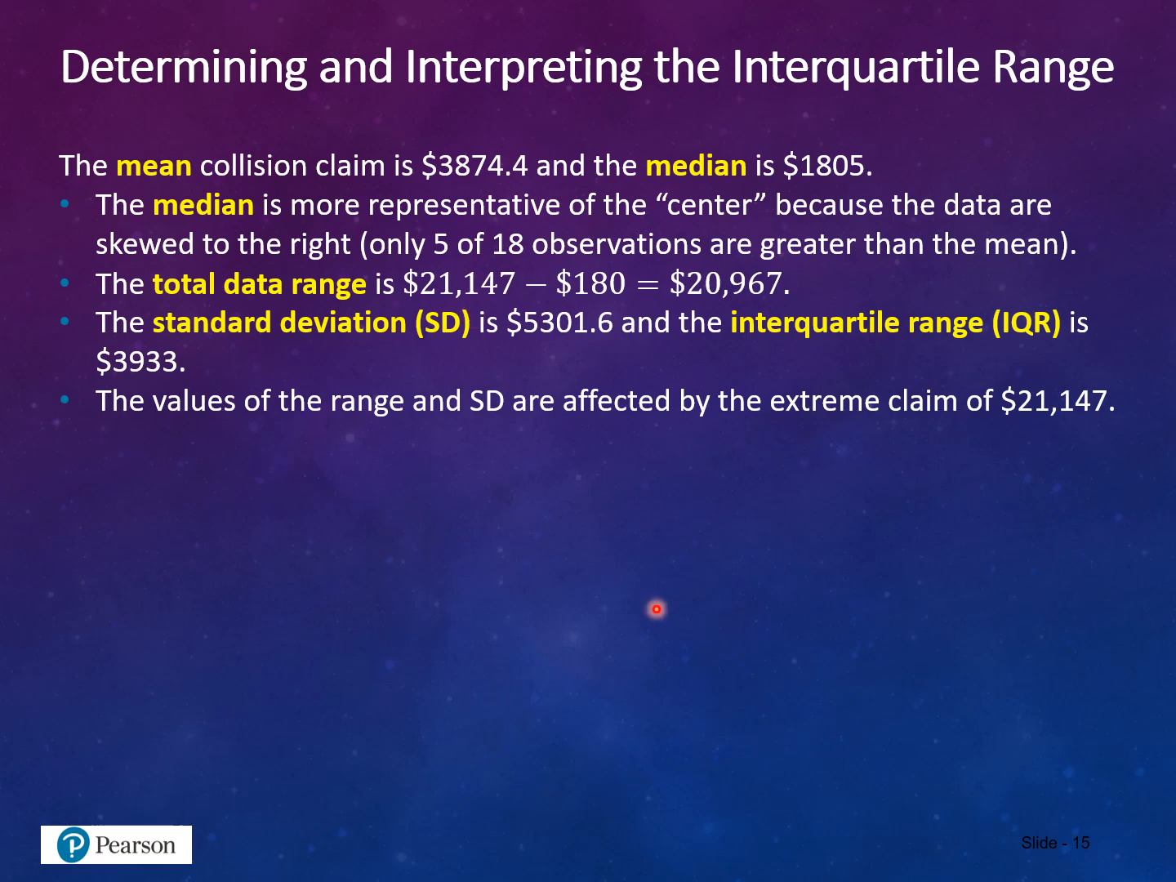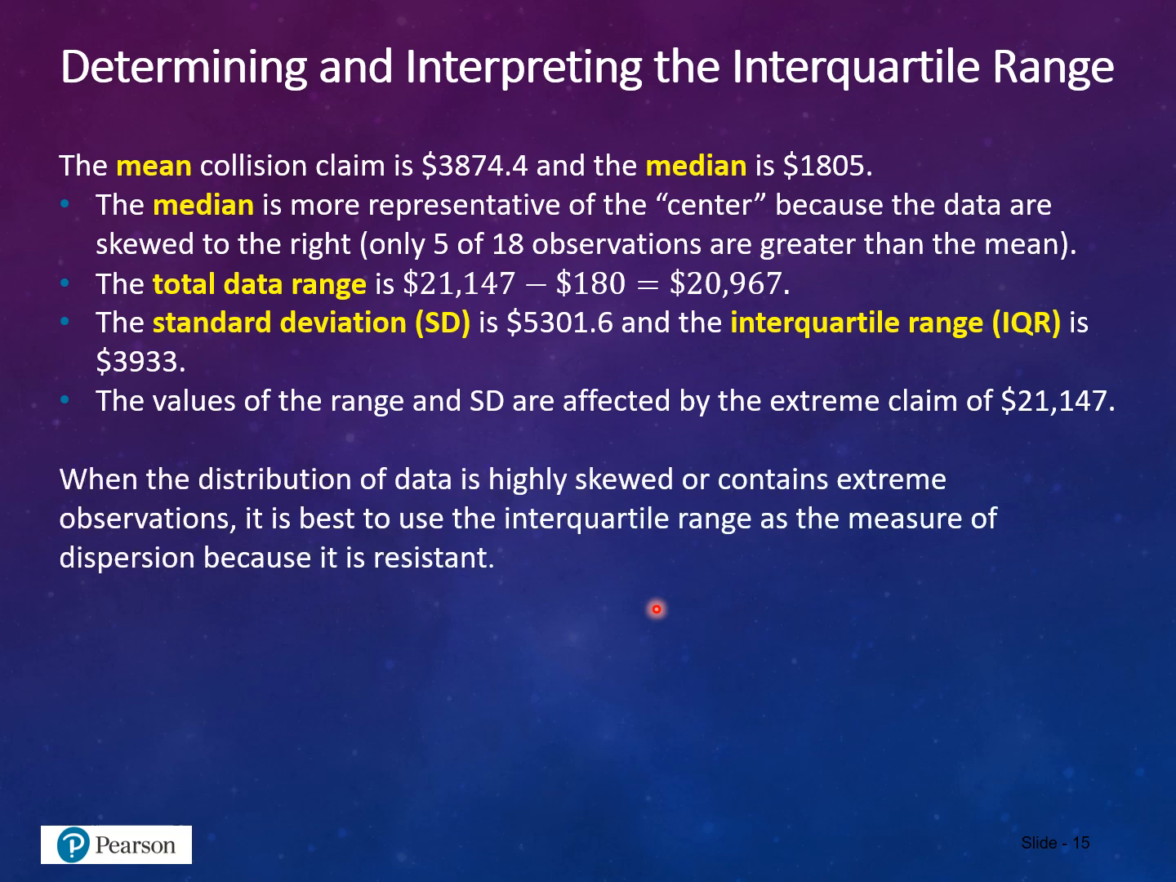So it's likely that the data is going to be skewed right or left anyway when you have that kind of data discrepancies in each one. So the values of the range and the standard deviation are affected by that extreme claim, that one claim that's really out of bounds of the other claims. It's not close to the other claims.